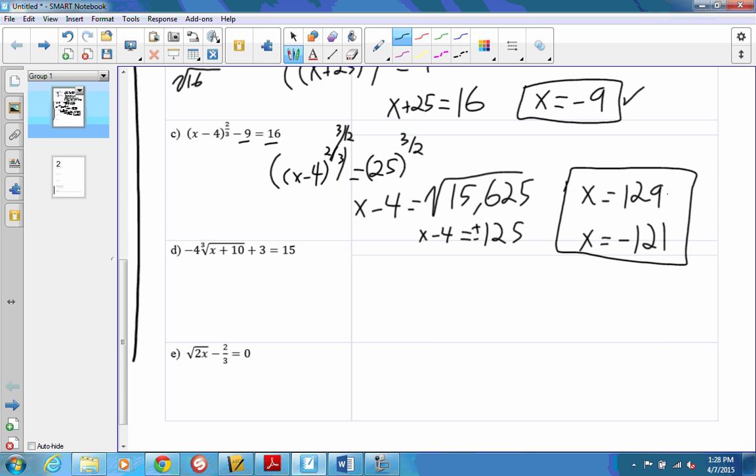Check the negative 121. I think it was 2, but I'll confirm. Make sure I didn't mess up either. I've got 2, it does. It does? Awesome. They both work. You might wait to box them, so you get these solutions, and then go, hold on, let's check, and then only box the ones that work.